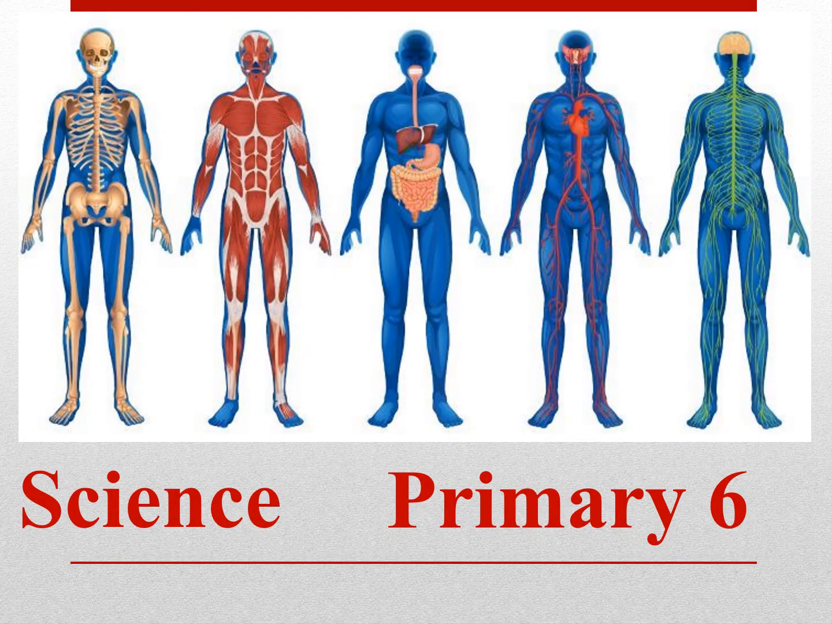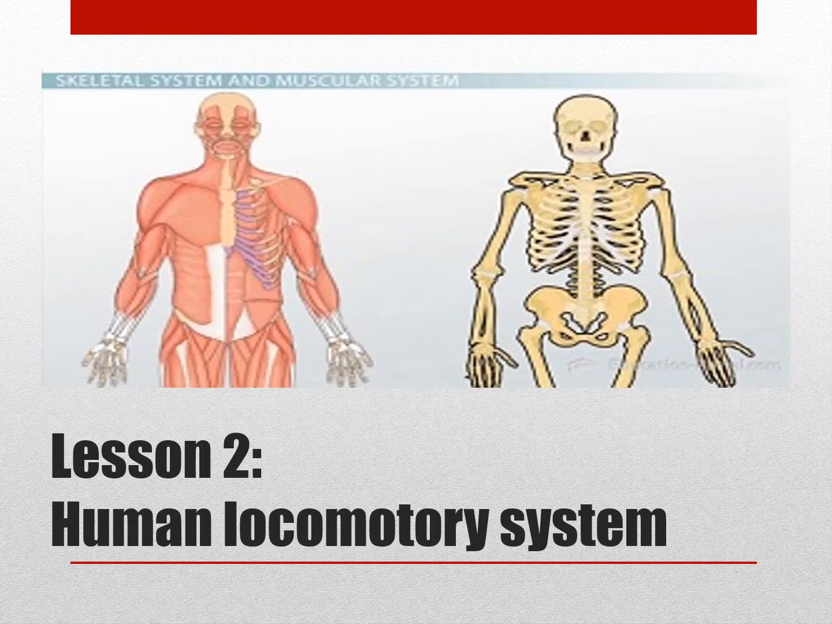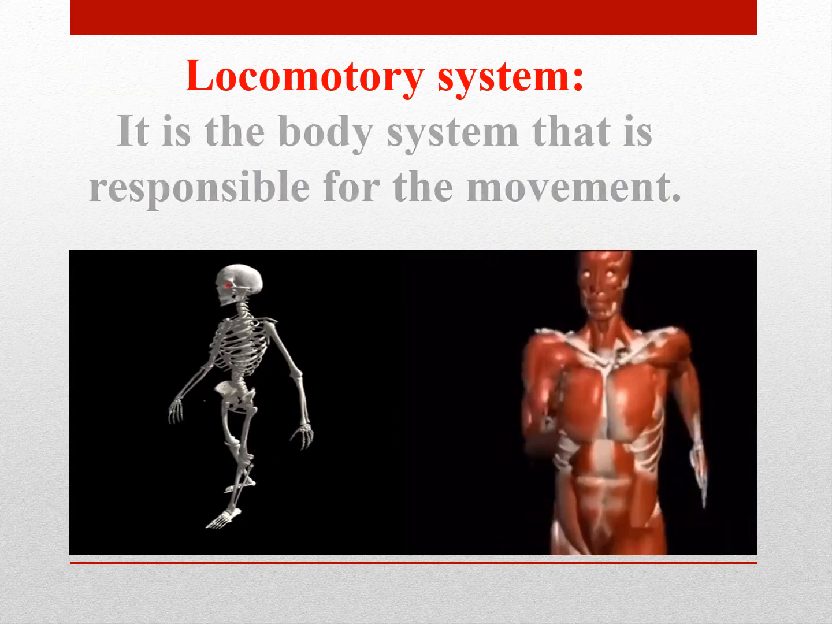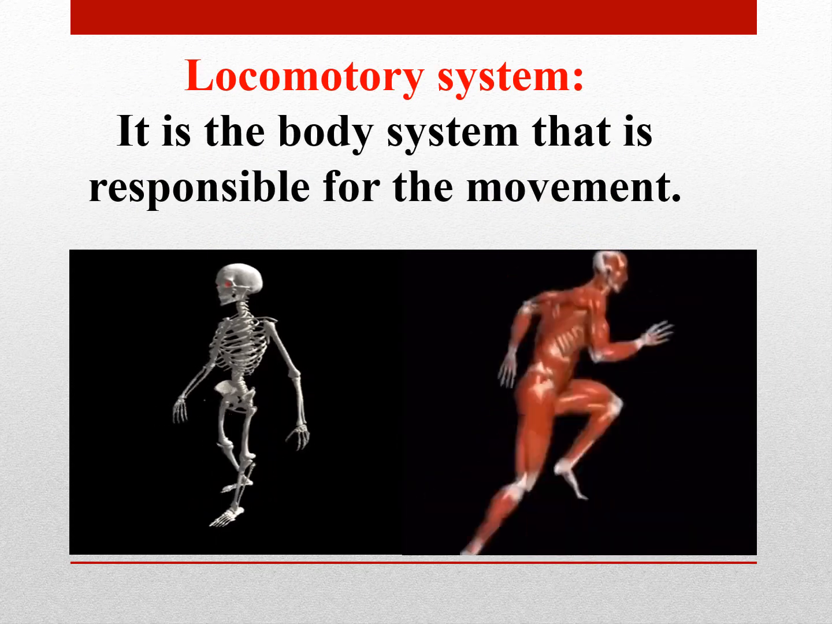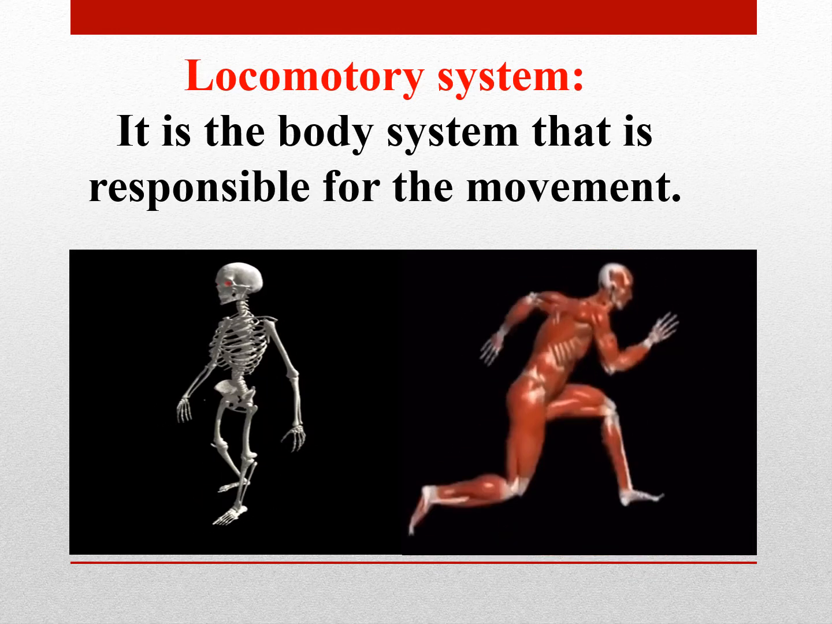Science Primary 6, Unit 4, Structure and Function. To talk about Lesson 2, which is the Human Locomotory System. First, what's the locomotory system? The locomotory system is the body system that is responsible for movement.